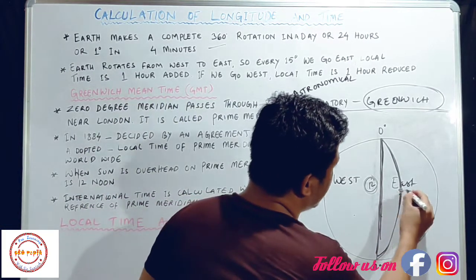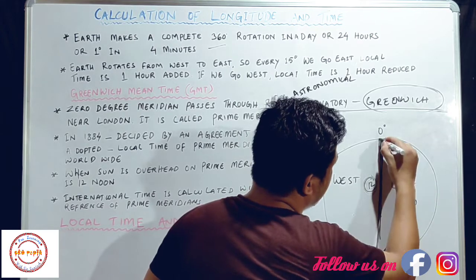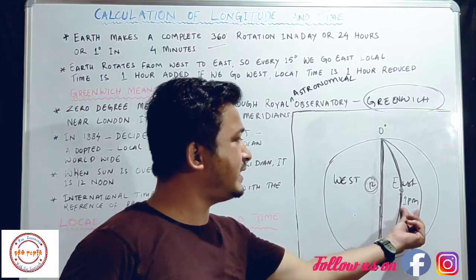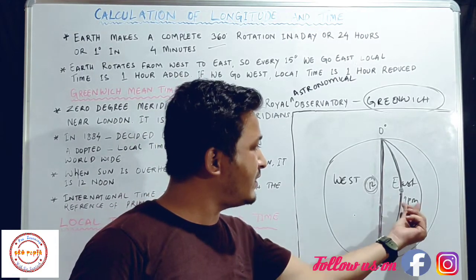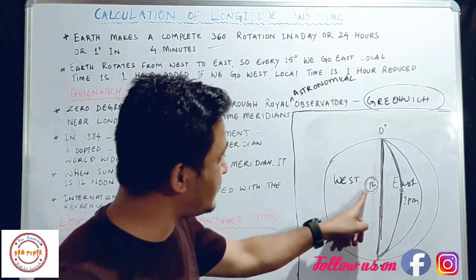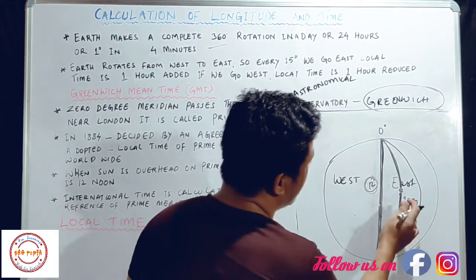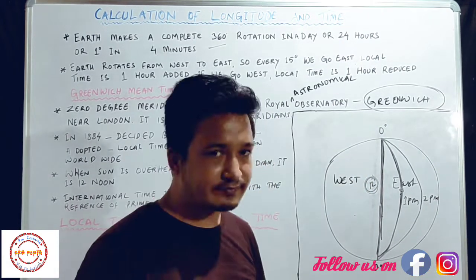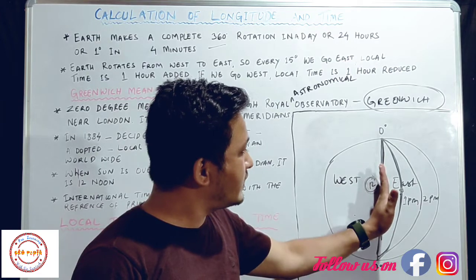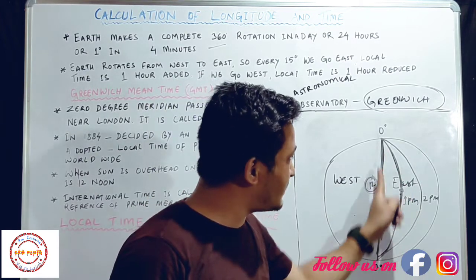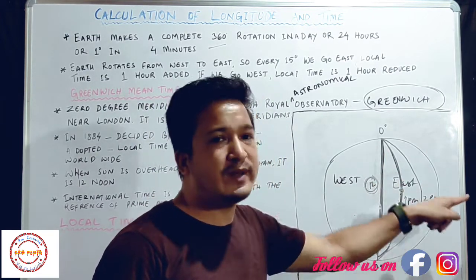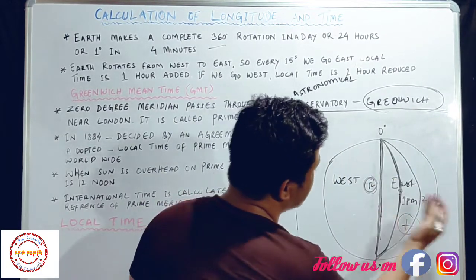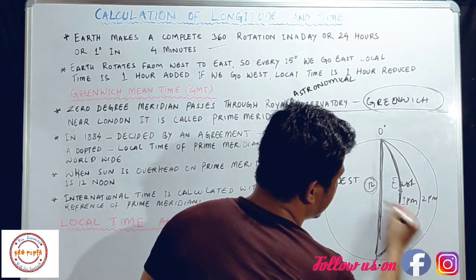Now, if you go further 15 degree from here, now let us move 15 degree from here. Then 15 degree 1 hour, 15 degree 1 hour. It means 2 hours. So if it is 12 noon here, then here 1 hour, then this is 2 hours. That is 2 p.m. Okay. So students, if you go to the east direction from the prime meridian, then your time will be added.